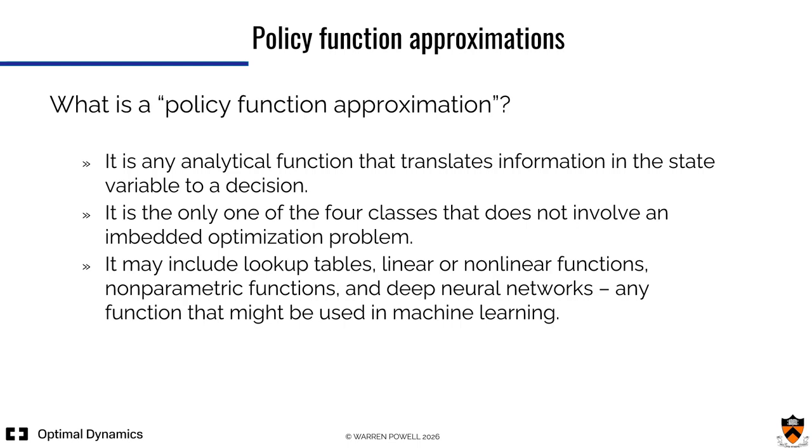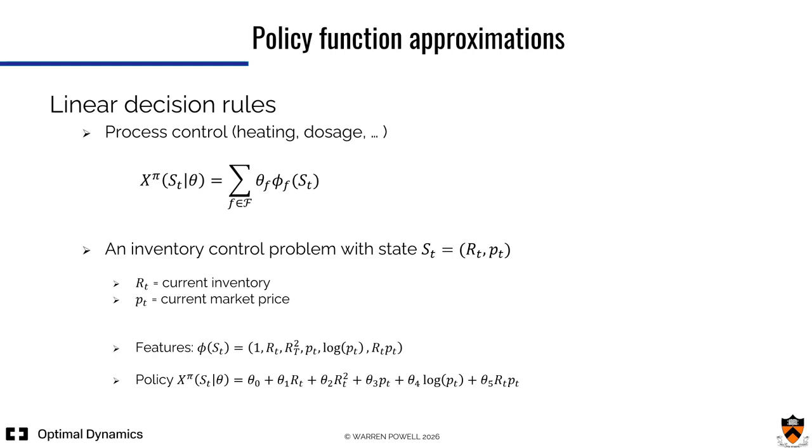It may include lookup tables, linear and nonlinear functions, nonparametric functions, and deep neural networks, any function that might be used in machine learning. For example, some of the most popular classes are linear decision rules. These are linear models. So in process control, we might have a linear combination of features that depend on what we know. That's the state variable. So we can take whatever information from the state variable and cherry pick features.